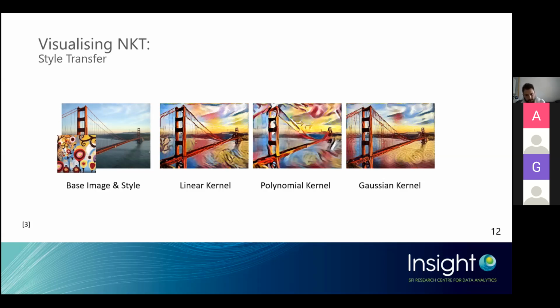It also helps highlight that the different kernels transfer different features of the style image, and they're not really comparable. You can't say one is better than the other, but they're all different. So there's definitely different information being transferred with each choice.